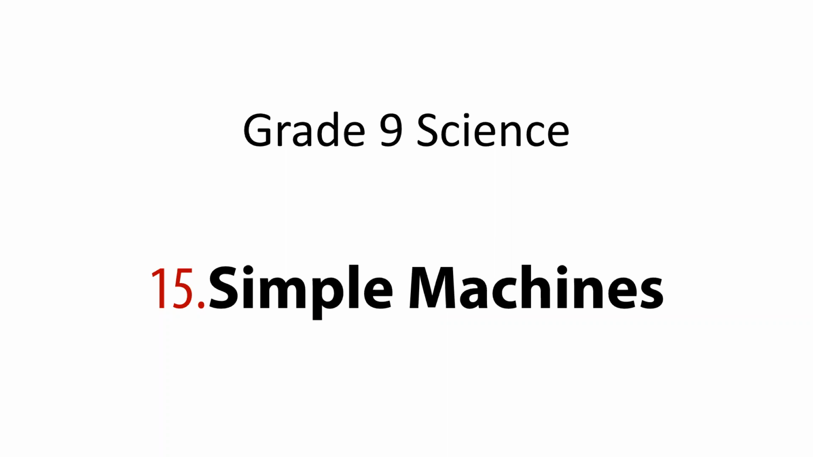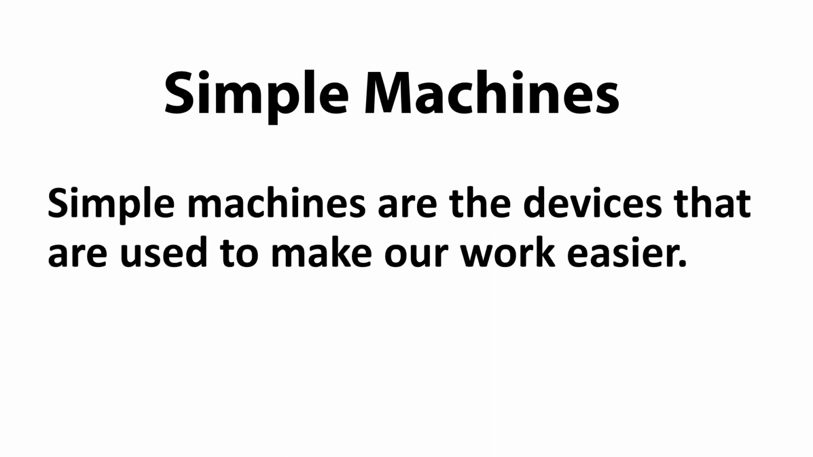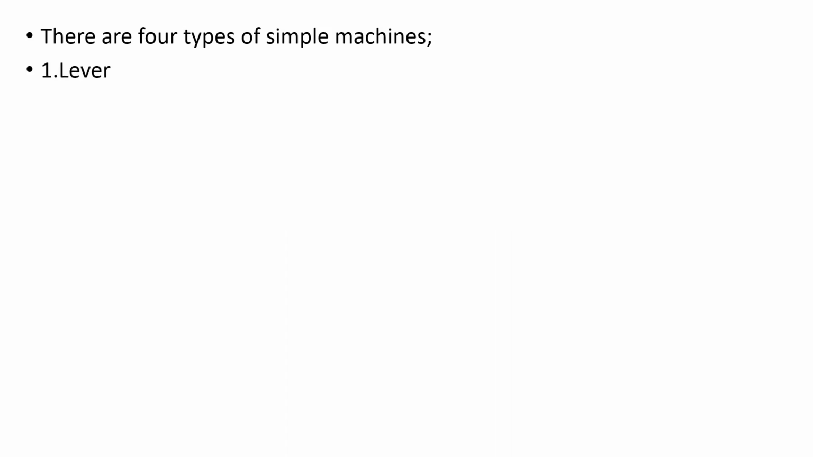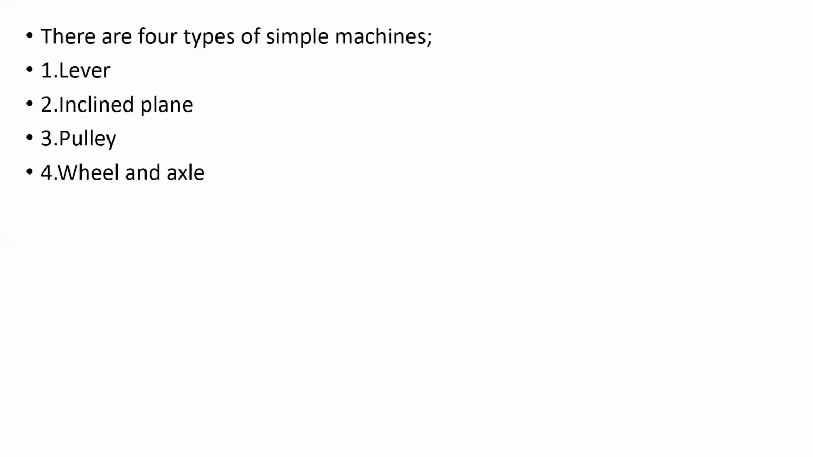Grade 9 Science. In this video, I am going to talk about simple machines. What are called simple machines? Simple machines are the devices that are used to make our work easier. There are four types of simple machines. What are they? Lever, incline plane, pulley, wheel and axle.